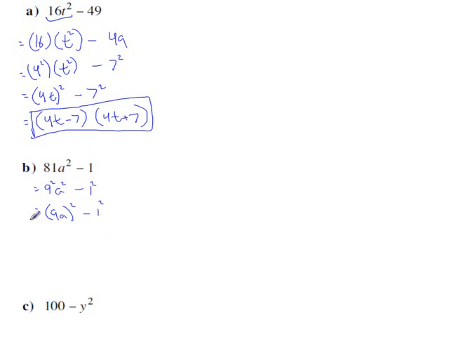Now you have the proper format, something squared minus something else squared. Your a term is 9a, your b term is 1. So you'll have (9a minus 1) times (9a plus 1) as your final answer.